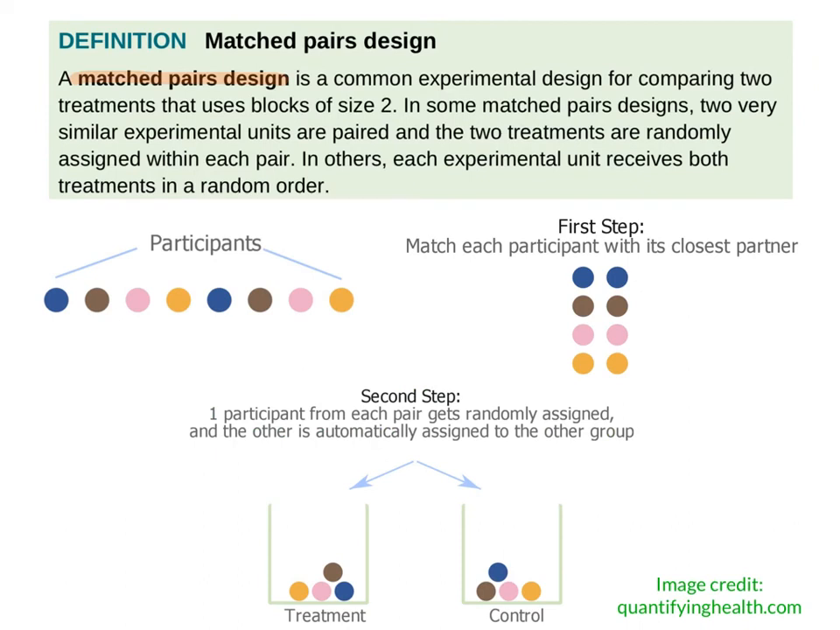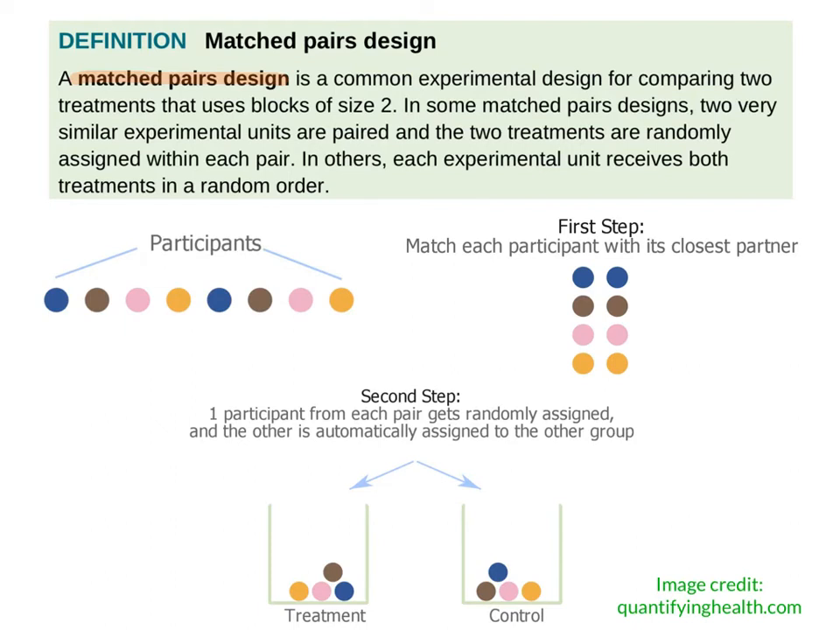The last type of randomized experiment design that we're going to talk about is something called a matched pairs design. And it is what it sounds like. A matched pairs design is a common experimental design for comparing two treatments that uses blocks of size 2. Lots of 2s, hence pairs.